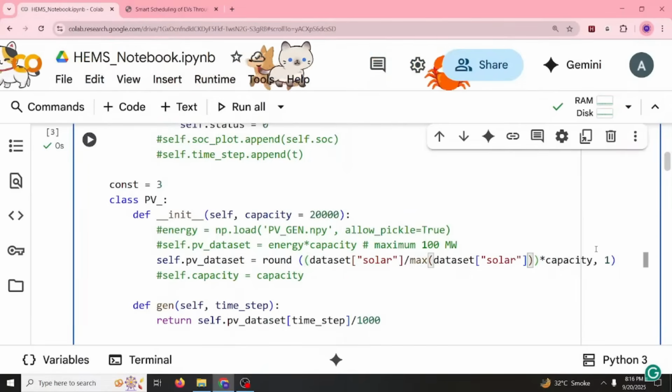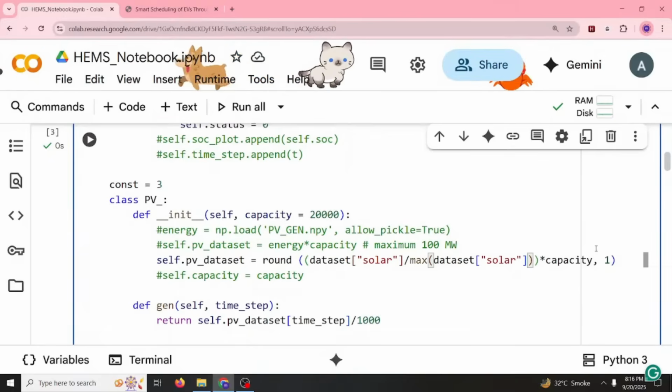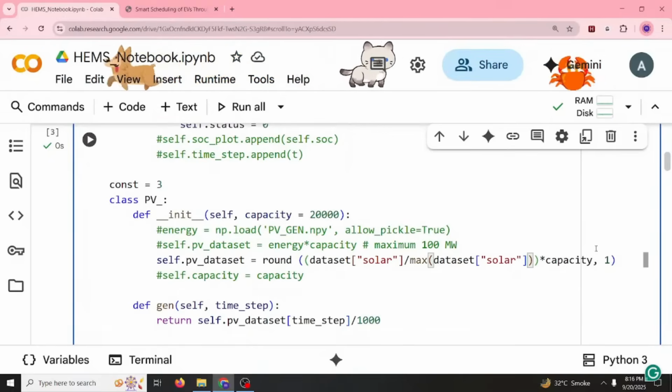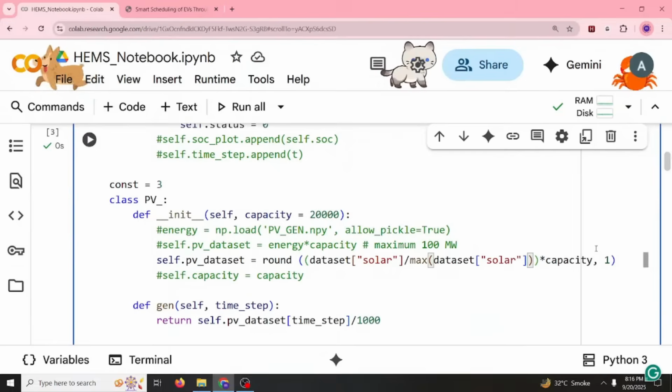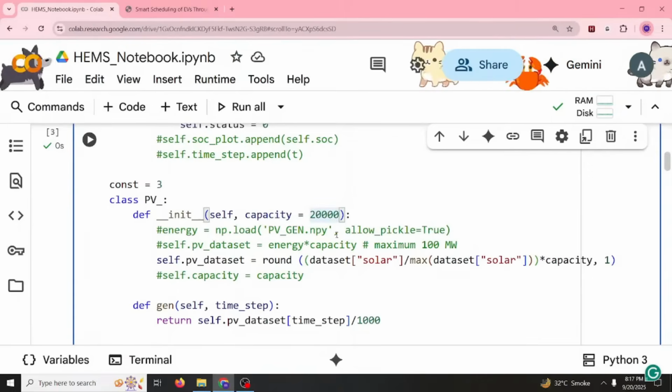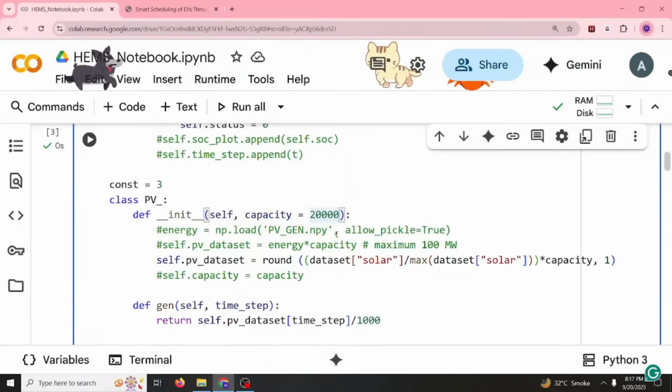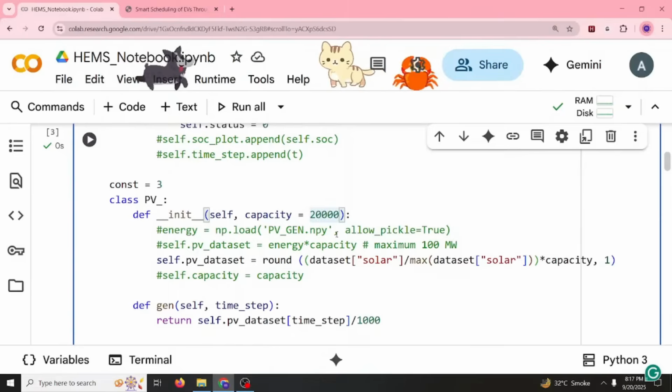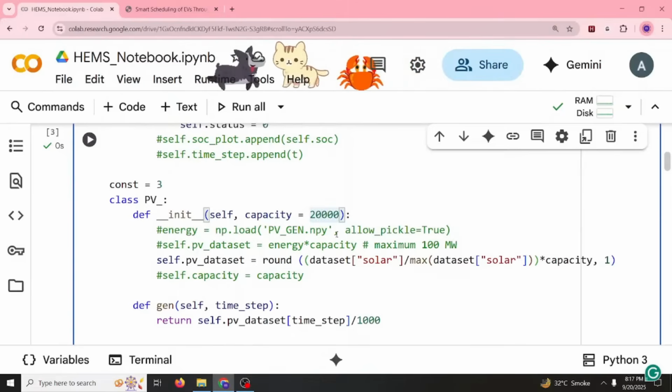So I am dividing it with the maximum value available in the data set, that is normalizing the solar values. The benefit of this normalization is that we can just enhance the capacity as per our demand, that is 20 kilowatt solar here, and we can just change this 20, 30, 50, whatever building we are using, so it will be tailored according to the building.